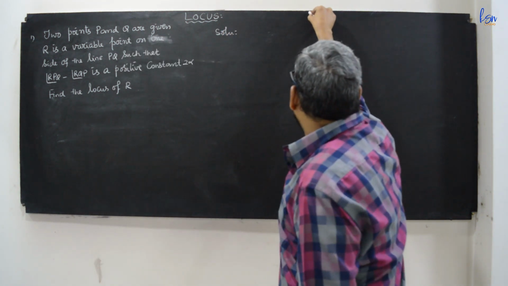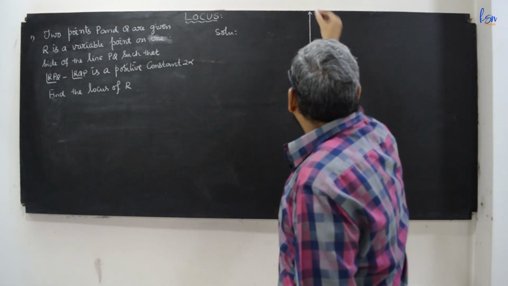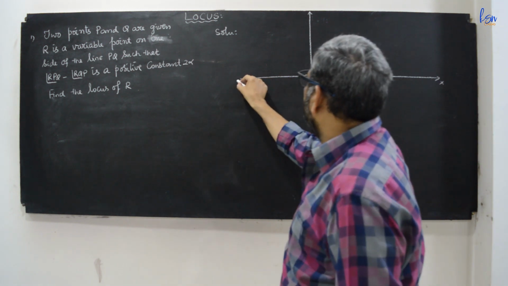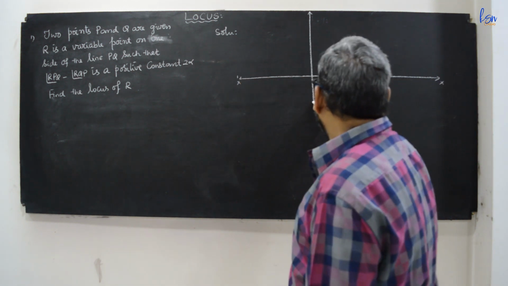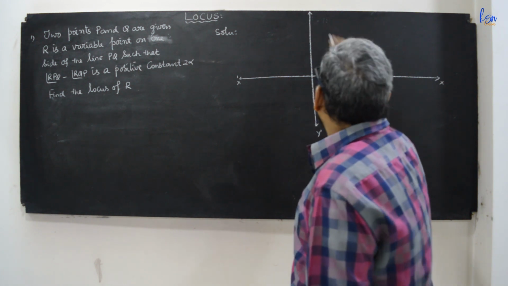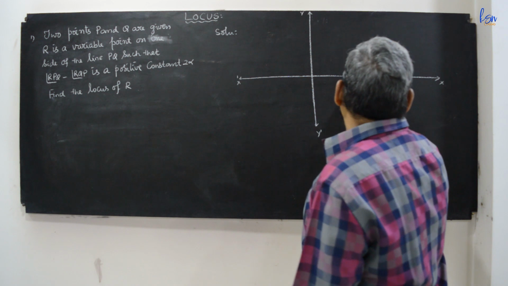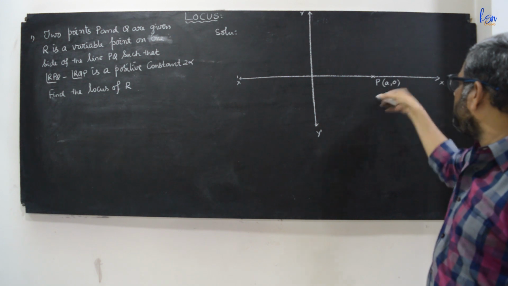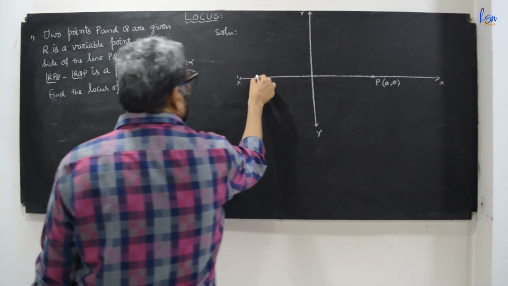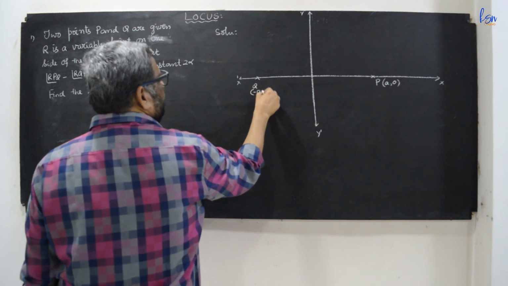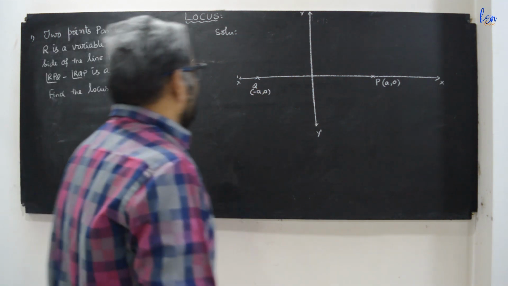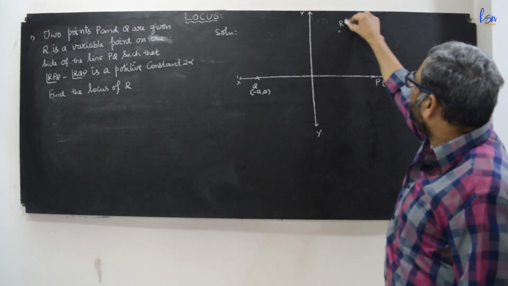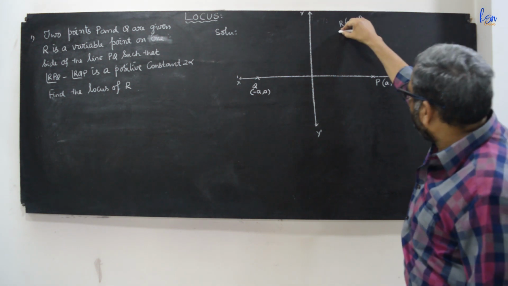We will take the coordinate axes. This is the x-axis, this is x dash, the negative side of the x-axis, y dash and y. Let us consider a point P here. Suppose its coordinates are (a, 0) and Q here has coordinates (minus a, 0), such that PQ is a constant 2a. Now let us consider the point R whose locus is to be found. So R is (x, y).